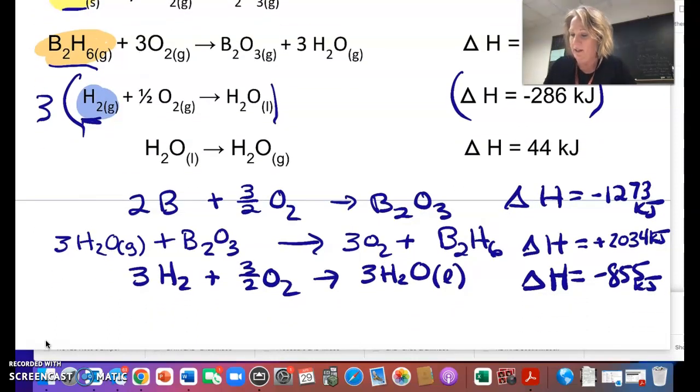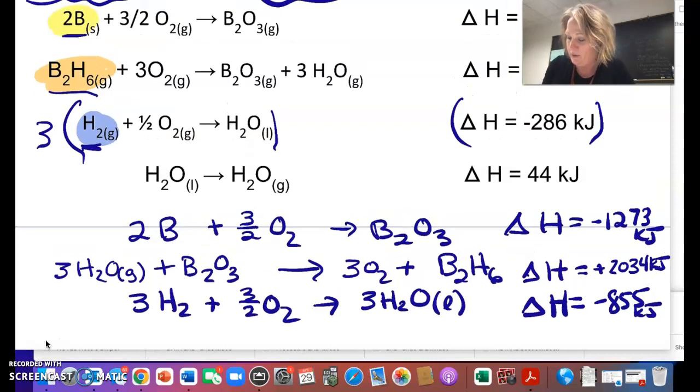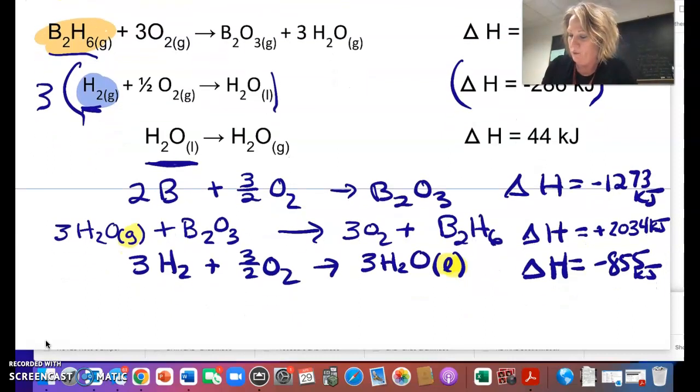So you can start to try to cancel things, and you'll notice that the water, I have water, and I can't cancel the gas water with the liquid water because they're not the same state of matter. So that's where I'm going to use this last reaction. And it's written in the correct order because if I have the liquid water over here on the reactant side, it can cancel with the liquid water that's on the product side.